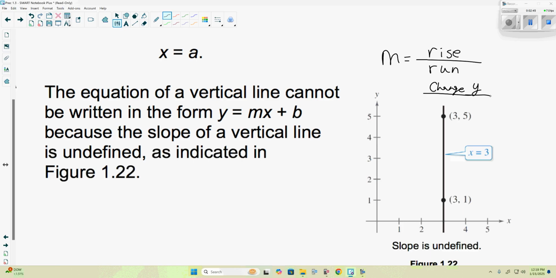How far is this line moving to the left or right from any 2 points on there? None. So for our slope, we're saying that there is a value for the change in y, but there is no value for the change in x. We cannot divide by 0. So that means that the slope for this is undefined. If the slope's undefined, it means it's a straight line up and down, and it's x equals that value.